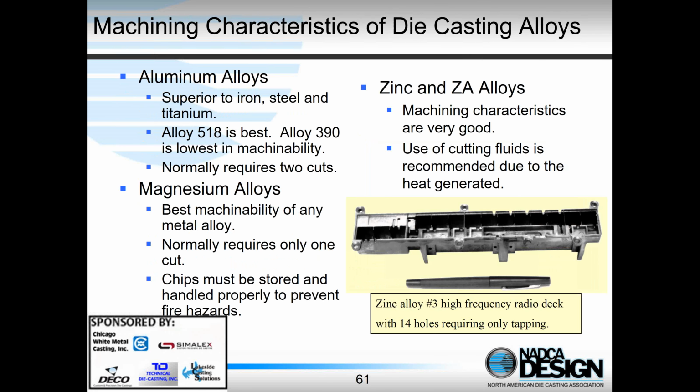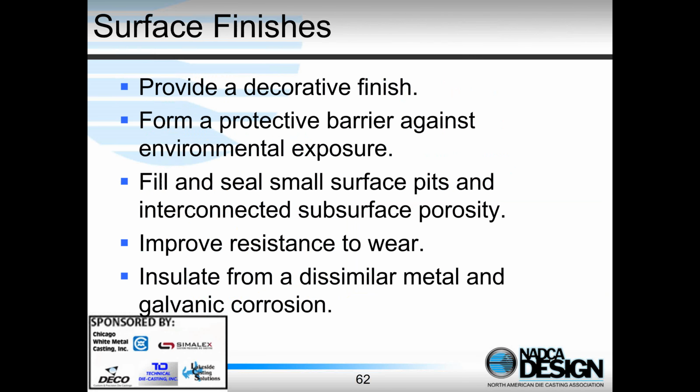Now, if we look at the machinability of the die casting alloys, aluminum, magnesium, zinc, all these have good machinability. Of the three, probably magnesium does tend to be the best. However, we've got to bear in mind, obviously, when machining magnesium alloy, we're going to produce magnesium chips, and so that can be a fire hazard in the plant. So again, just something to be aware of.